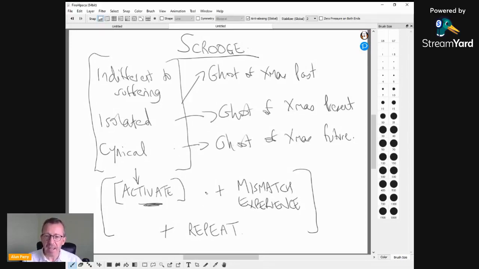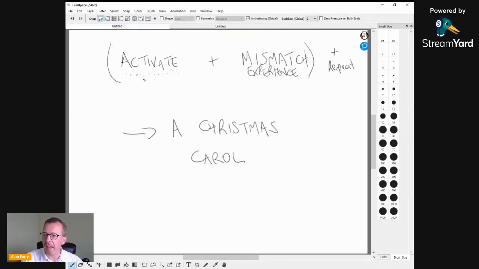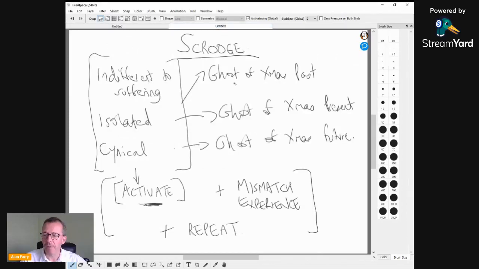I thought I'd share that with you, because when we think of this, activate plus mismatch experience plus repeat, it can be maybe a little bit difficult to remember. But thanks to Lisa, if you know the story of Scrooge and Dickens' book, A Christmas Carol, or the Muppets film, A Muppets Christmas Carol, you'll be able to lean on that story a little bit for your own memory in terms of understanding what you need to do for your clients.